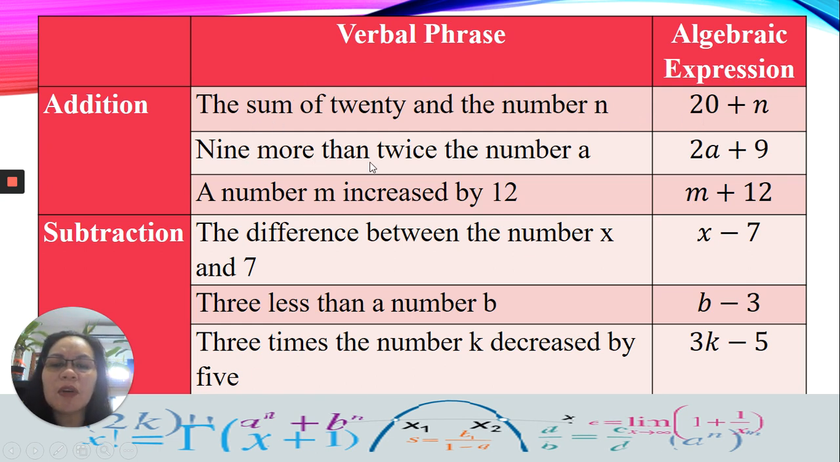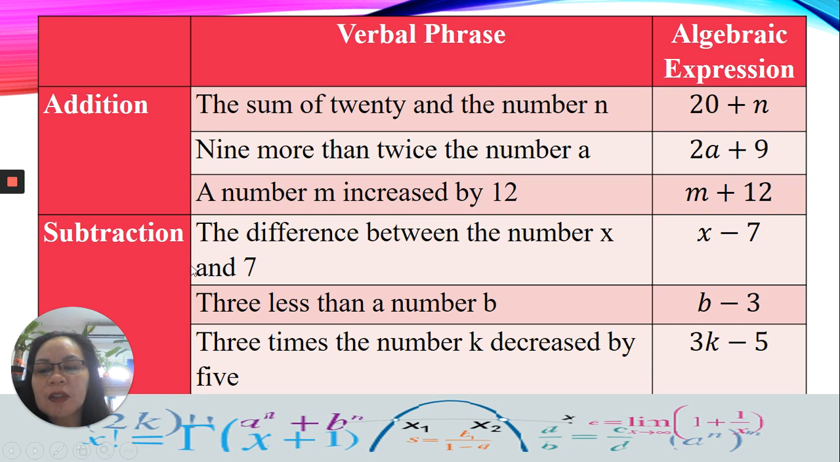Then you have 9 more than twice the number a. Twice the number a, that is 2a. 9 more, so you're adding 9. So 2a plus 9. The number m increased by 12, you have m plus 12.